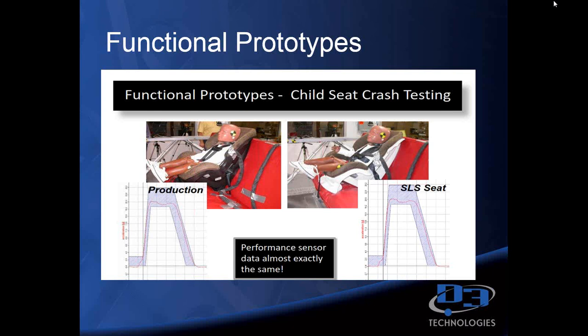When they actually reproduced it, put it through a test crash, if you will, the result was almost identical. If you look at these charts, you can see that they're almost identical. So again, functional prototypes save them a lot of money and a lot of time, being able to print those 3D printed parts in selective laser sintered technology.